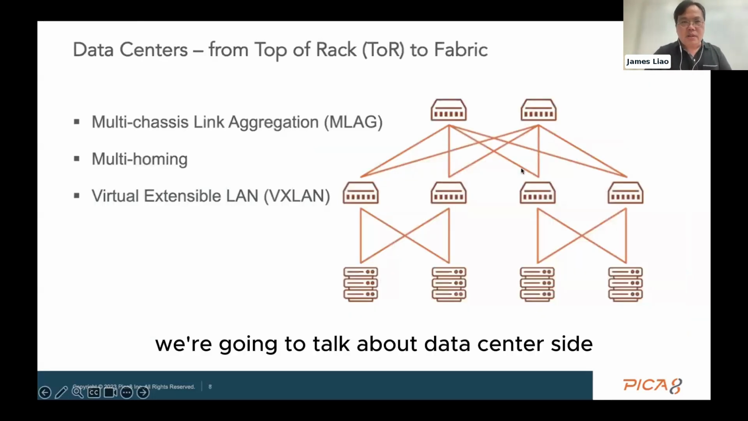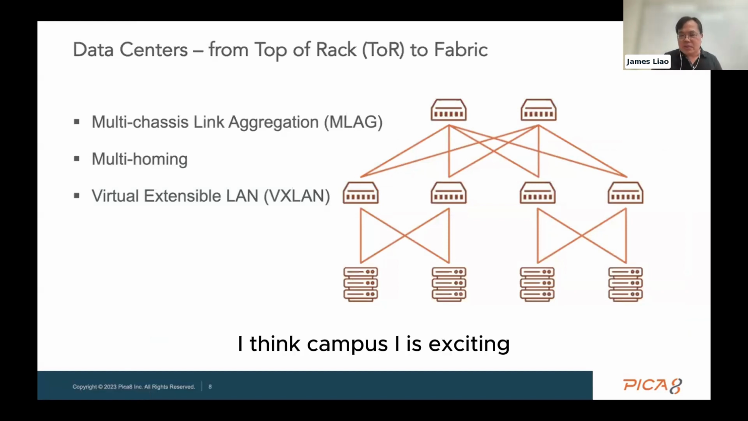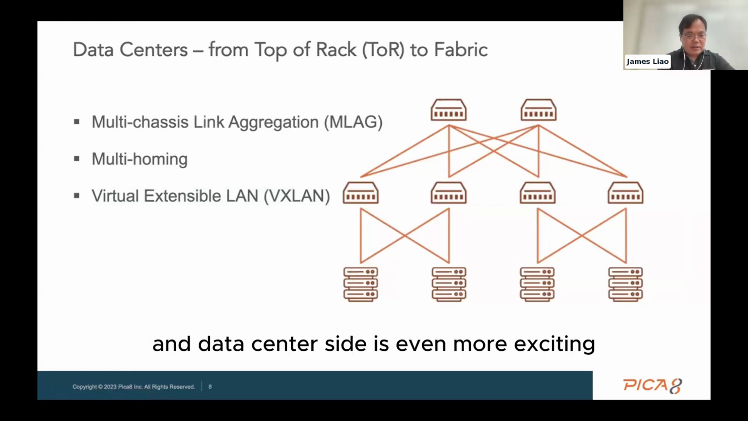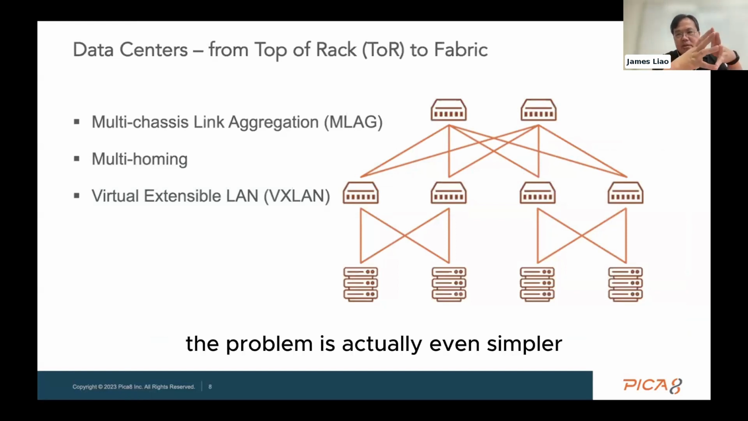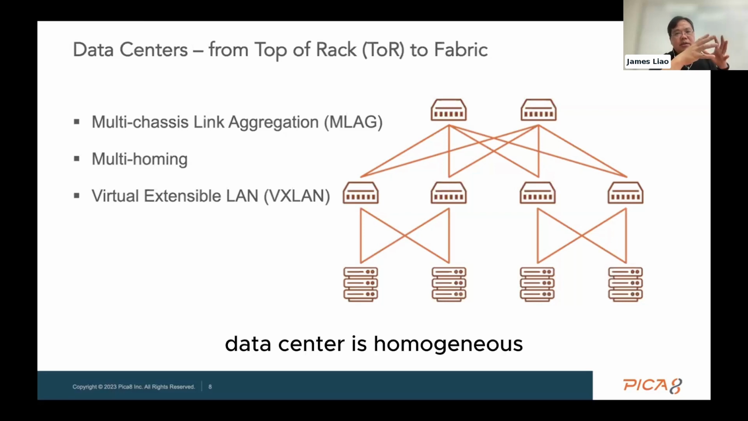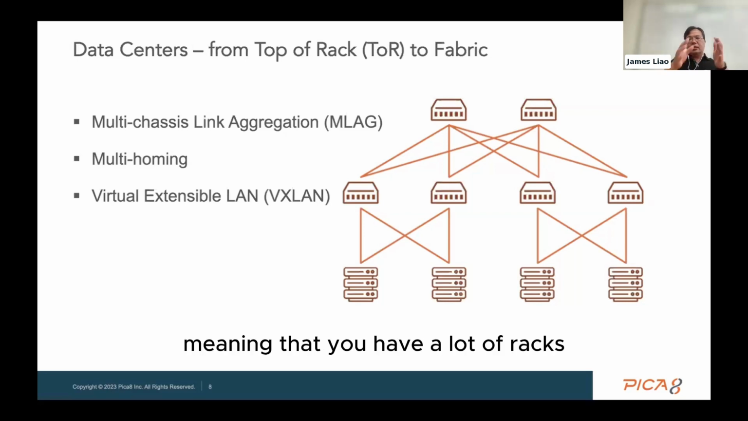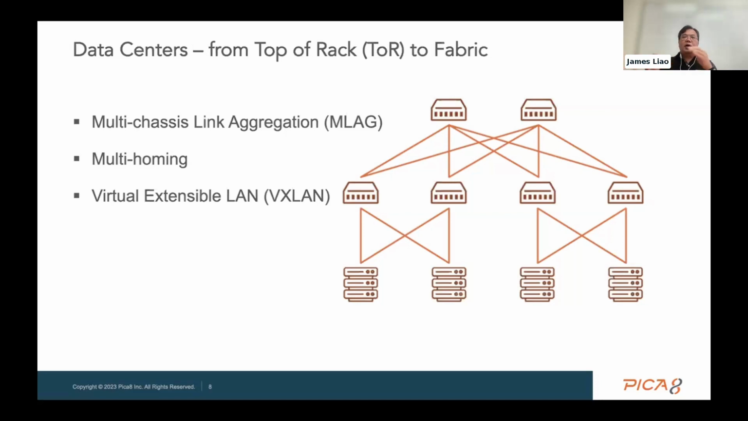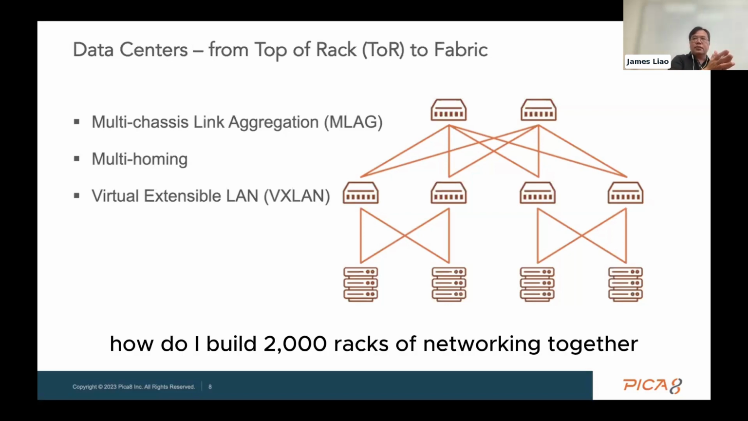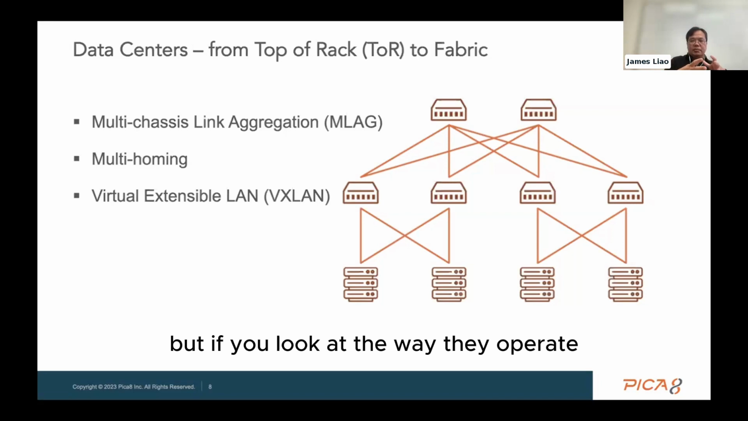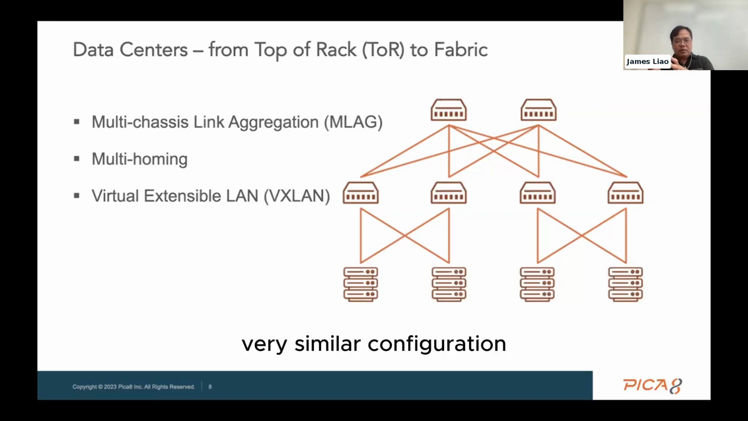So with that, we're gonna talk about the data center side. I think campus side is exciting, and data center side is even more exciting because on the data center side, the problem is actually even simpler. Most of the time, data center is homogeneous, meaning that you have a lot of racks and racks of servers. Even though it looks really daunting on the scalability side to think about how do I build 2,000 racks of networking together, if you look at the way they operate, each one of them has a very, very similar configuration, right?